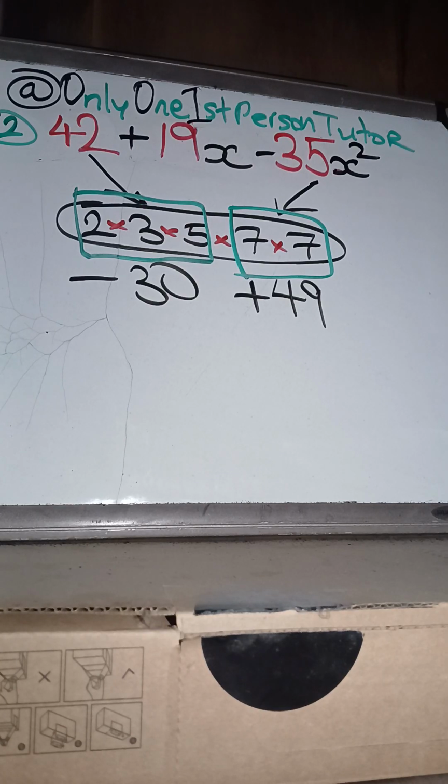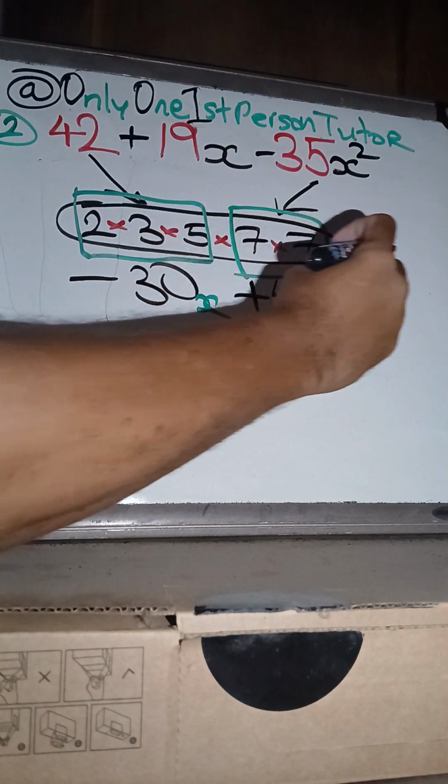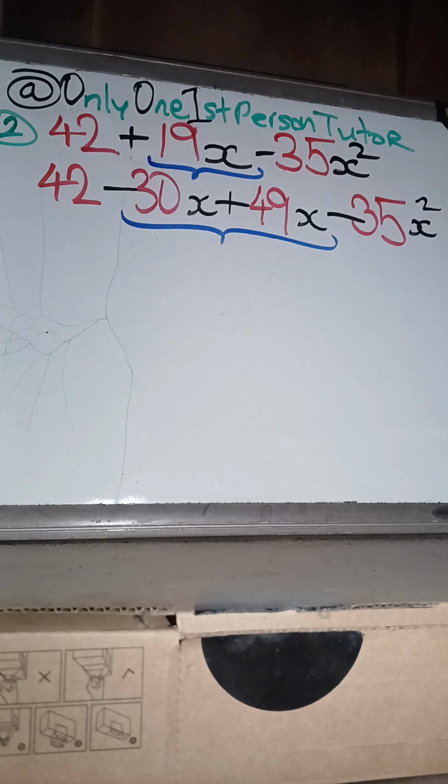Right. And then you know what we're going to do. Let's put an X here and an X right there. So we're going to replace plus 19x with what we have right there. Alright, let me know if this makes sense. We're going to go ahead and factorize these things now, or find the HCF.